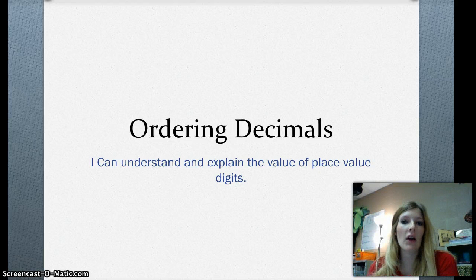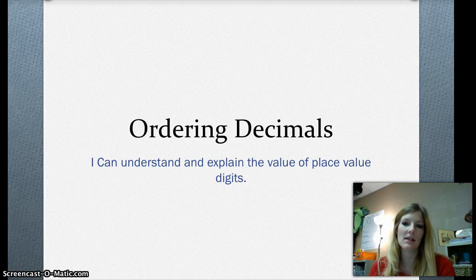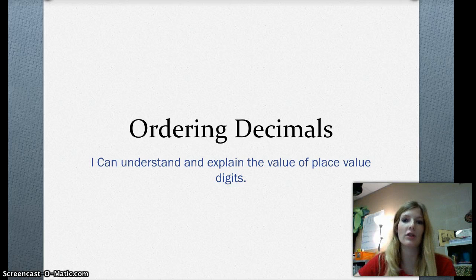Once you get that written down, I want you to go ahead and write down the I can statement right underneath the title. So our I can statement is, I can understand and explain the value of place value digits. I'll give you a second to write that. What that means is, by the time we're all finished with all this place value, the I can is something that you should be able to say that you can do and actually show that you can do.